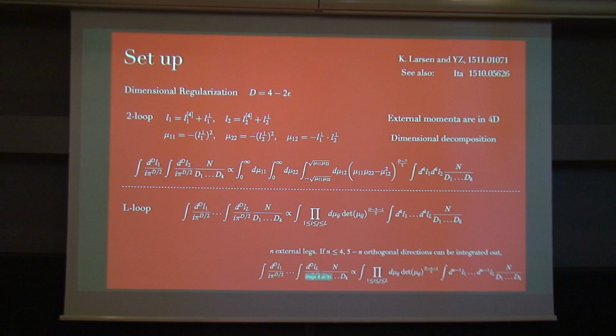So here's a further shortcut. This one is also quite simple. If you consider some diagram with n external legs, suppose n is quite small, less than or equal to 4. In this case, you can have 5 minus n orthogonal directions, or we call them spurious directions.